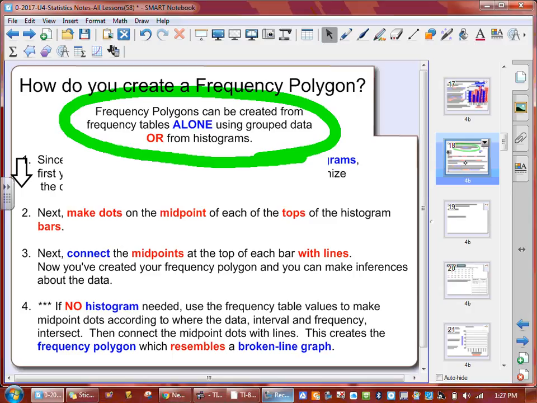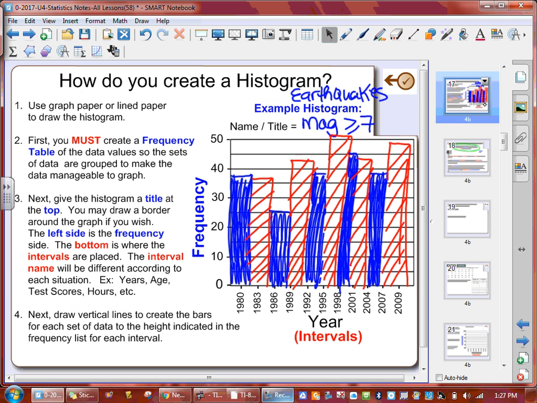Step 2 says you make dots on the middle of each of the tops of the bars. So I'm going to go back to here, and on each of the tops of the bars, right in the middle, I make a dot. So you need to make a dot in the middle on the top of each bar.